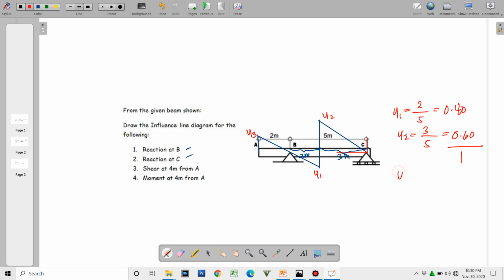And then solving for y3, or the third ordinate, we just utilize the similar triangle between y1 and y3. So we can just say that y3 is to 2 and y1 is to 2. So basically y1 will just be equal to y3, which is equal to 0.4. Okay, so that is the shear 4 meters from A.